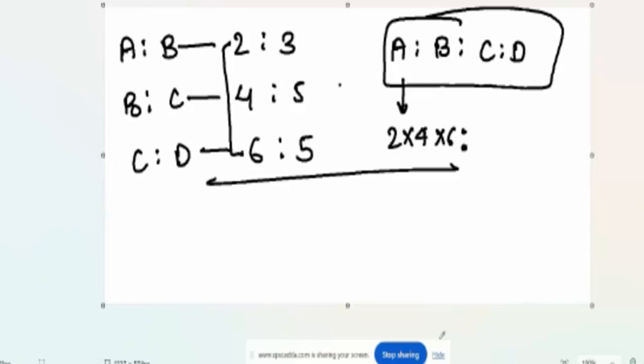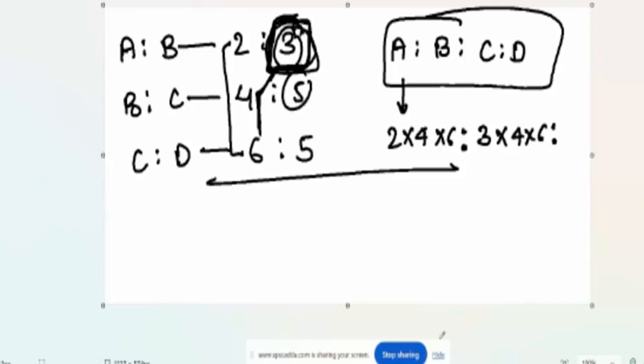Second, how will you identify B? This is cross multiplication, which means you have to pick the first digit and then multiply like this. So what will be the ratio of B? 3 into 4 into 6. What will be the ratio of C? For C, you have to pick this digit and again do this cross multiplication, which means the multiplication will be in this format only, right? In this format. Let me tell you in a short form again.